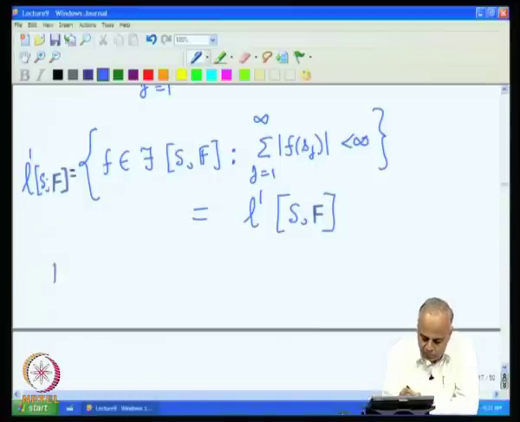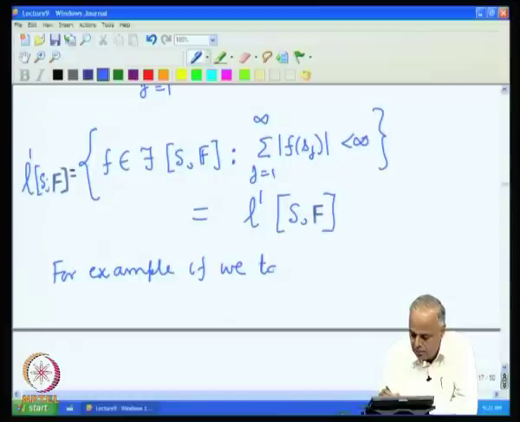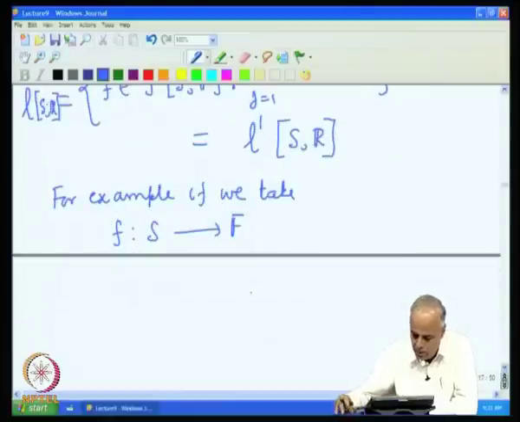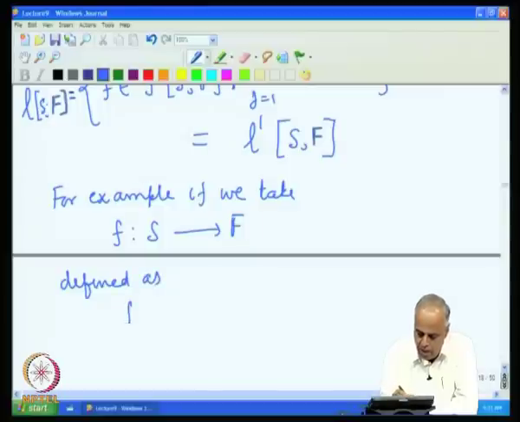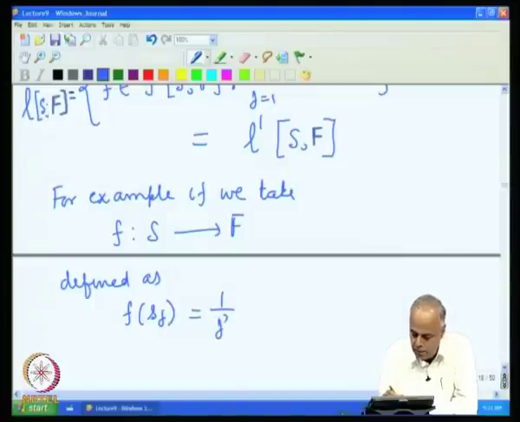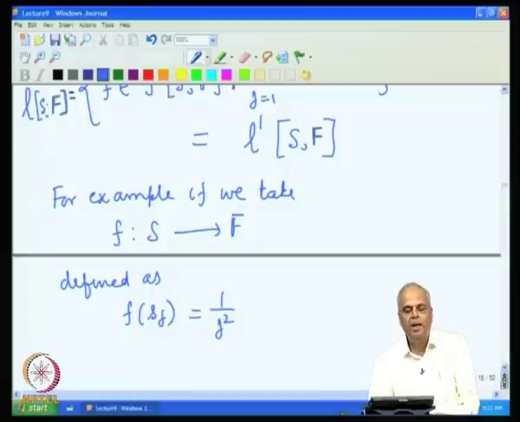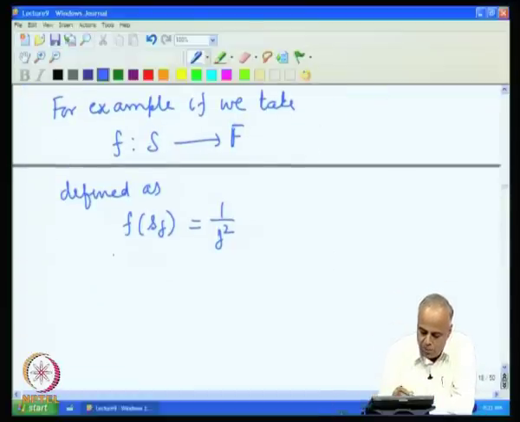For example, if we take f mapping S to R or F defined as f(sj) is equal to 1 by j square. The value taken at the point sj is the reciprocal of the square of the index j. So, now what is mod f(sj)?